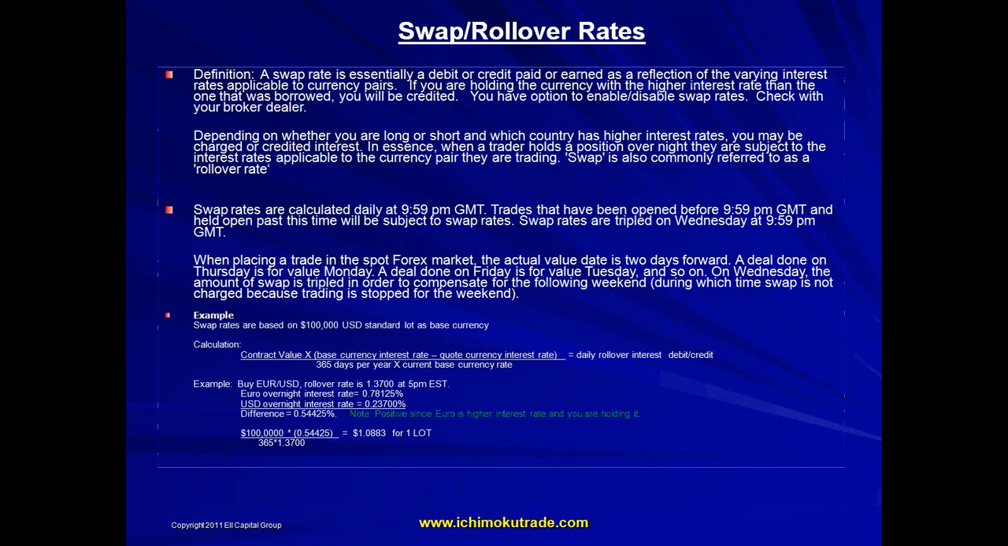Now, swap over rollover rates. So here's the thing. When you put your money in an account, there's what you call these swap over rollover rates, where basically you can make money off interest or you can lose money off interest. Now, here's the currency calculation over here.